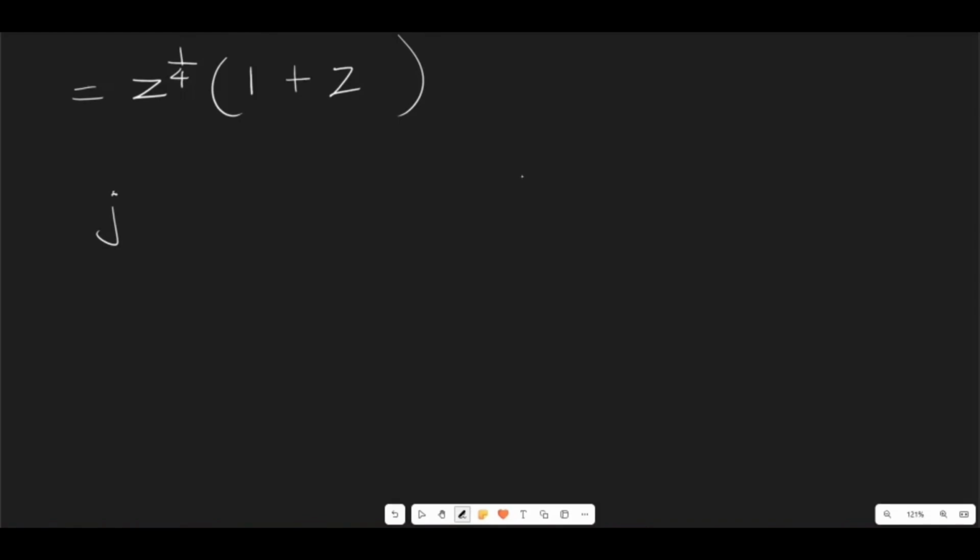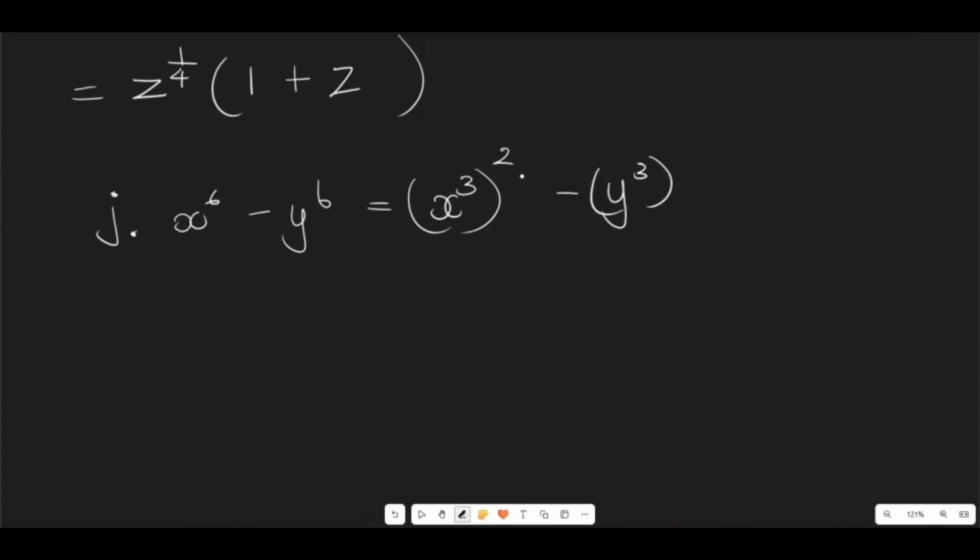Let's go over to J now. And I see Anatemba has an answer for us there. Let's see if we can get to the same answer as her, right? So we have x to the power of 6 minus y to the power of 6, right? And basically what I'm going to do over here is I'll break this down. I'll write the x to the power of 6 as x to the power of 3 squared, right? Minus y to the power of 3 squared as well.